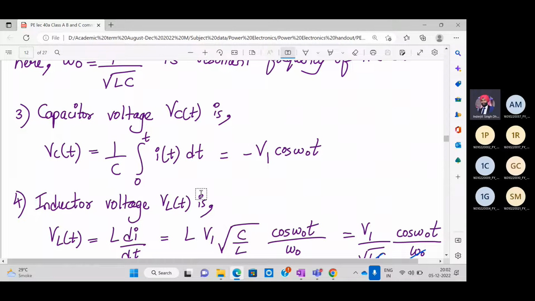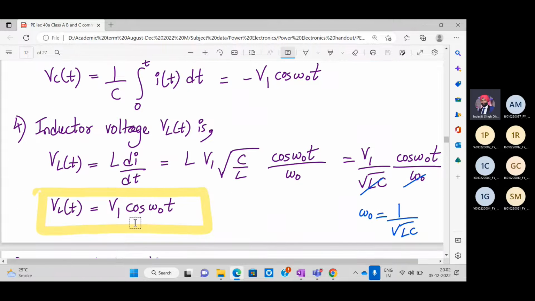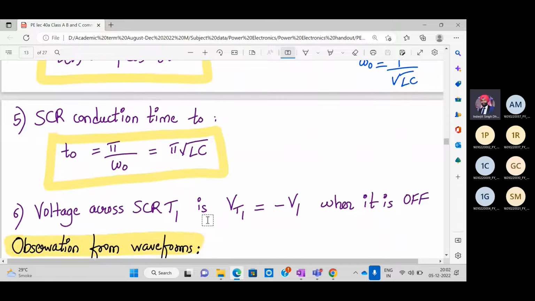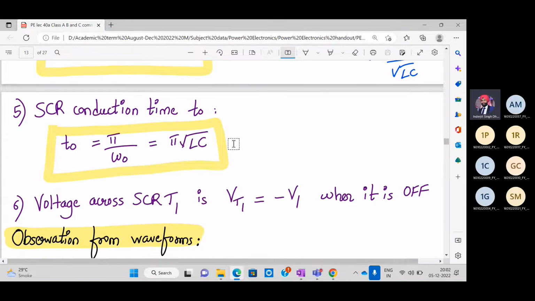So what is the capacitor voltage? Capacitor voltage will be minus V1 cos omega naught t. Inductor voltage will be V1 cos omega naught t. You can check it out from here. I value you have, you differentiate it with respect to t, you will get this value. And what is the SCR conduction time? Pi upon omega naught, which is actually pi square root of LC. What is the voltage across the SCR when it is off? The voltage across the SCR when it is off is minus V1.